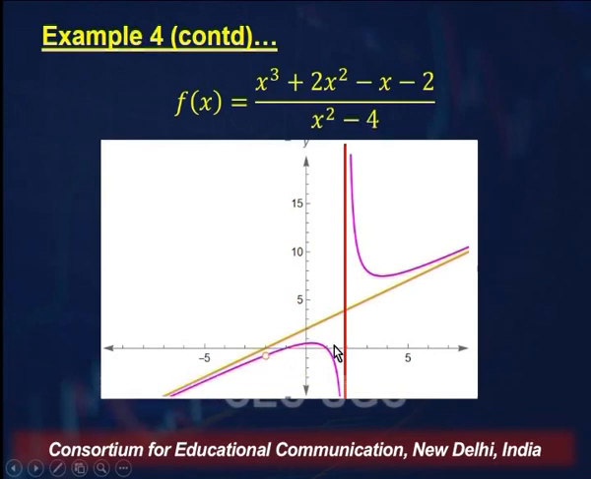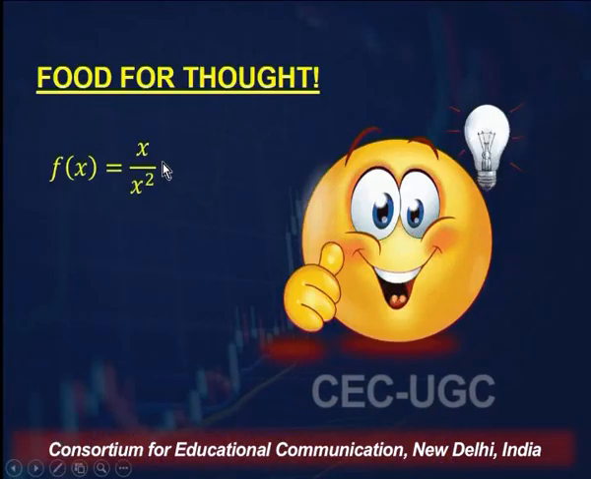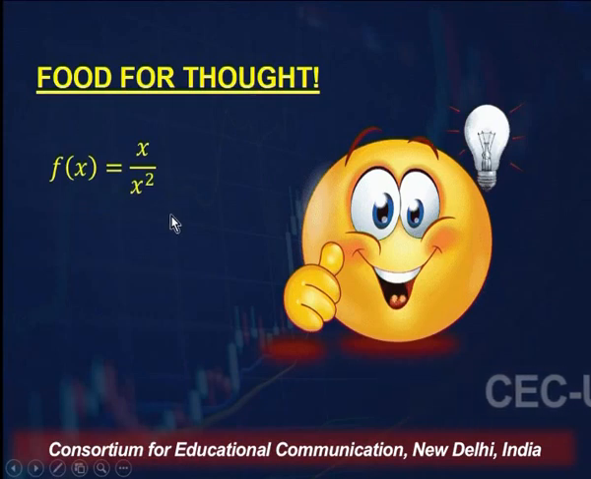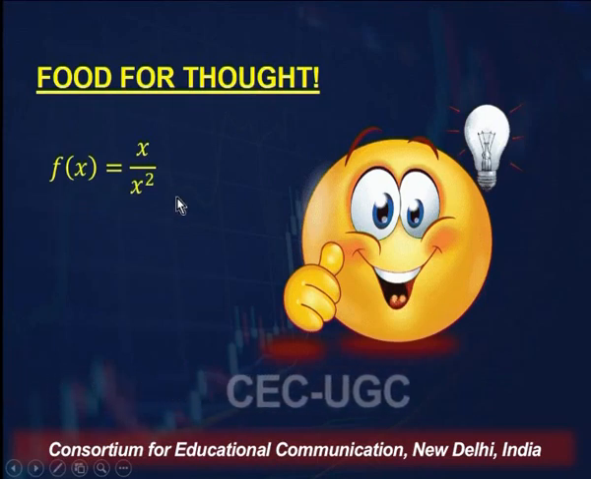So what I was saying was that, cancel out your common factors, but be careful. This is something for you to think about. I have just manipulated this function a little bit. So you have x by x squared. Now, if you have x by x squared, I can ask you, does this have a vertical asymptote? And the answer is yes.